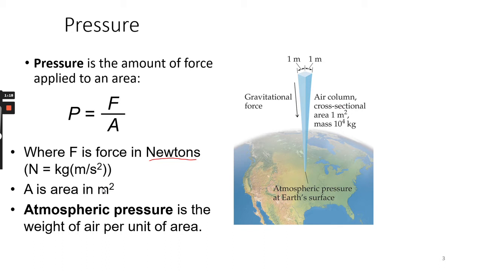Atmospheric pressure is the weight of the air per unit area. So here's a picture. You have a column of air that's 1 meter by 1 meter, and it's basically sitting here, and the gravitational force is pulling it down, and the weight that exerts would be your atmospheric pressure.